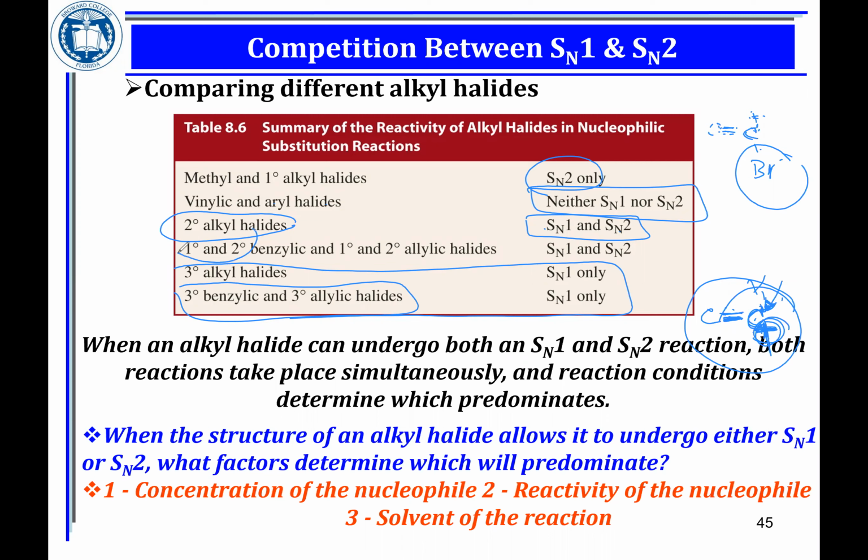If it's a primary, secondary, benzylic, or allylic halide, it can be both of them. It depends. We saw the example already. I hope you remember at this point. It depends on your nucleophile. If it's a strong nucleophile, it will go through SN2. If it's a weak nucleophile, it will go through SN1. This is for primary and secondary benzylic and allylic.